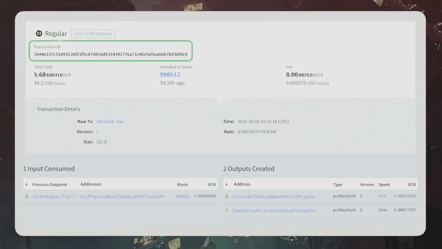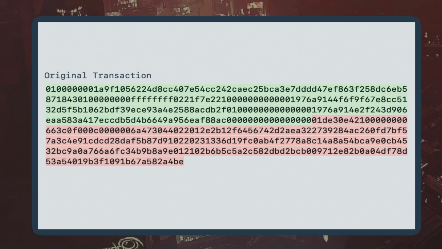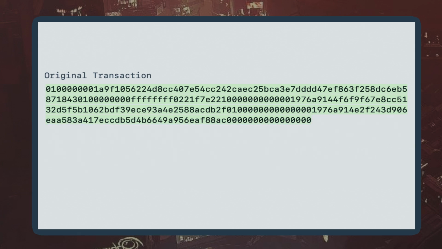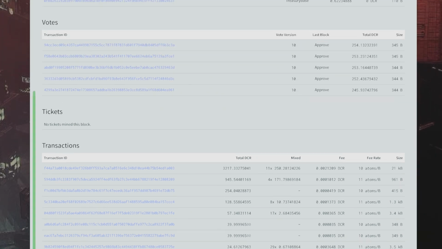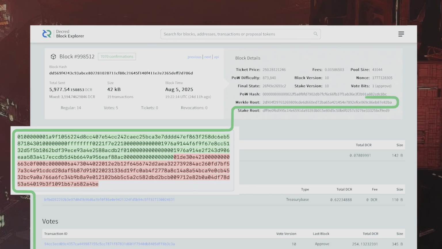Before the transaction ID is computed or hashed, we remove the witness or input script data from the original raw transaction. To clarify, Decred omits this data before calculating the transaction ID. Only a stripped version is hashed. Witness data remains in the original raw transaction and is included in a separate commitment via the block's Merkle tree. Fraud proofs are also committed through that structure.